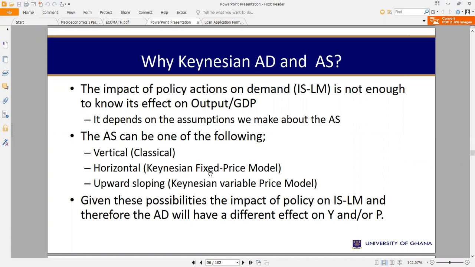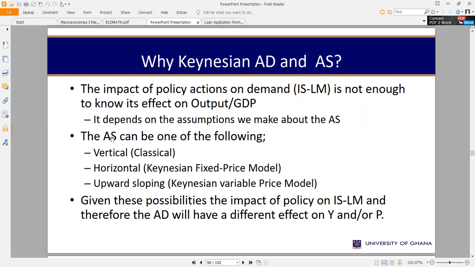That is where price is held constant, and then it can also be sloping upwards, where price is allowed to freely move. So we'll look at the effect of these policies when the AS curve takes any of these forms. Okay, but first we have to go through the ISLM.